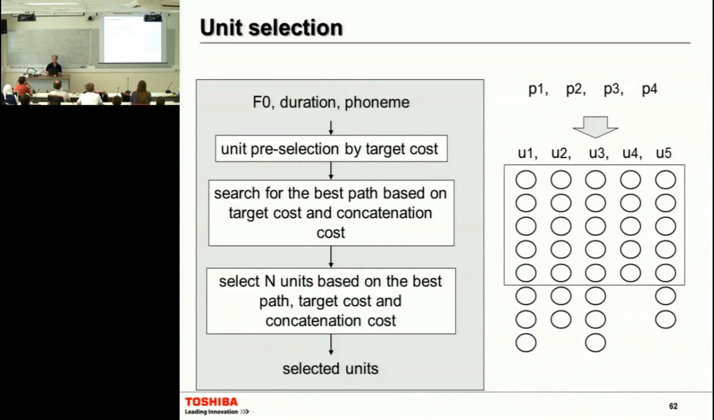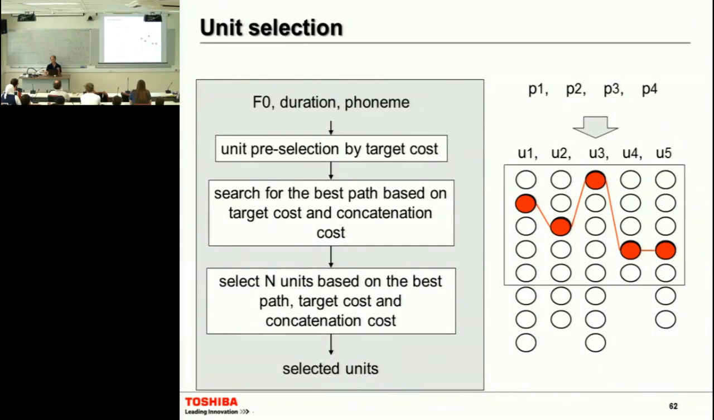How can we do this? How do we select the multiple speech units and fuse into one? The unit selection is the same as unit selection type speech synthesis. So firstly, we do pre-selection by target cost, then search for the best path based on the target cost and concatenation cost, like this.